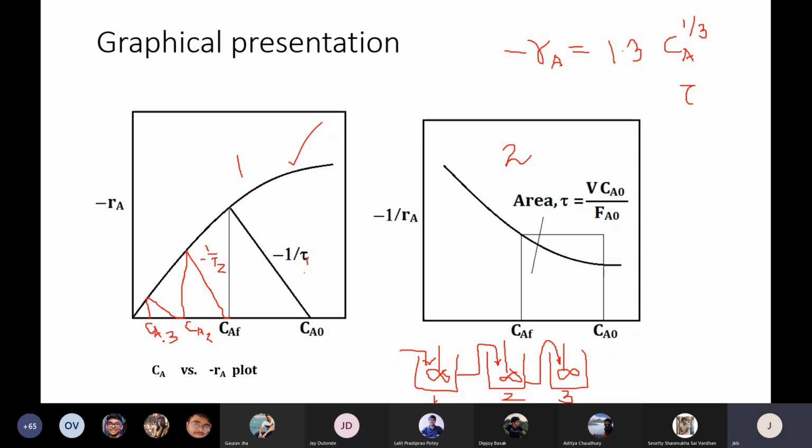And what is the application of the second plot? The second plot is only for finding the reactor volume. In the first plot, the reactor volume is specified, it is known. But in the second plot, the reactor volume is unknown. Then you find the rectangular area of the rectangle joining CA0 and CAF, where the size of the base of the rectangle is CA0 minus CAF.